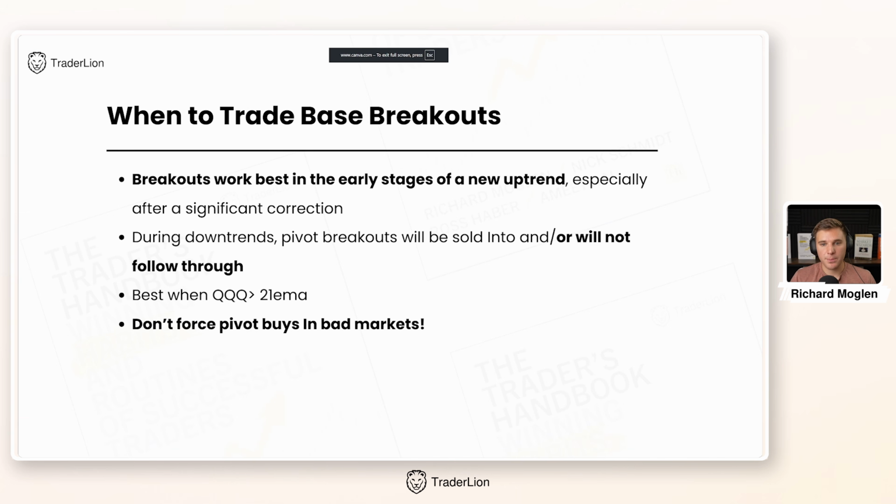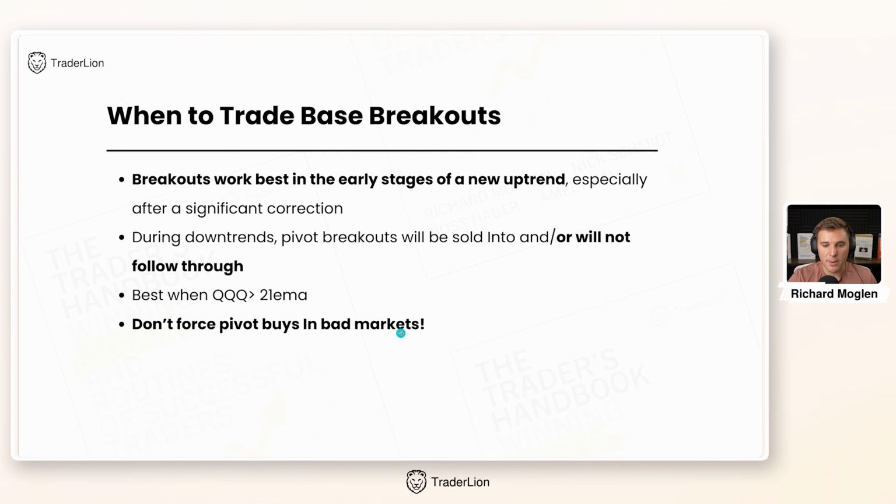When to trade base breakouts. I said this at the very beginning of the webinar, but I want to emphasize it. Breakouts work best in the early stages of a new uptrend, especially after a significant market correction. During downtrends, pivot breakouts will be sold into and or will not follow through and not work, and you're going to chop yourself up to pieces. So this is best used when the QQQ or the market has just had a choppy period or significant correction and is now expanding and actually starting to trend higher. So best when the QQQ is above the 21 EMA, especially in the early time periods of that.